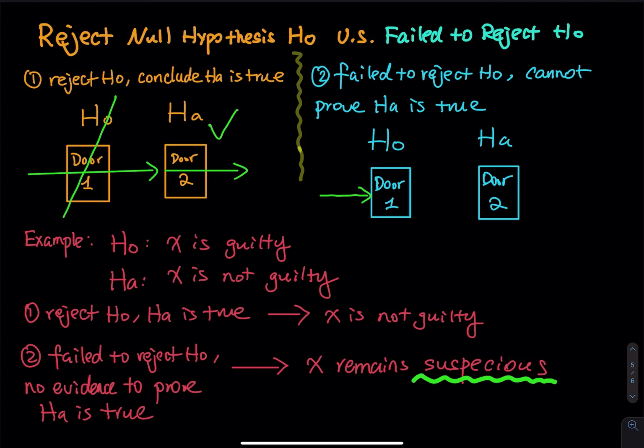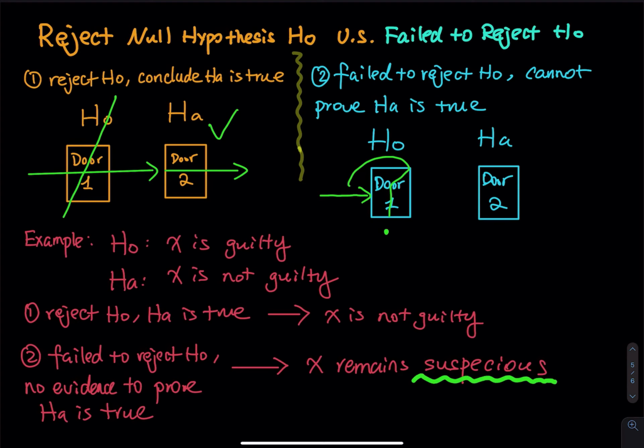So I'm going to put a big question mark right here. What does the big question mark mean? It means I cannot touch HA right now because I am still stuck at H0. The question mark means H0 remains suspicious. Is H0 correct? We don't know. Is H0 incorrect? We don't know. That remains suspicious. So what does remain suspicious mean?